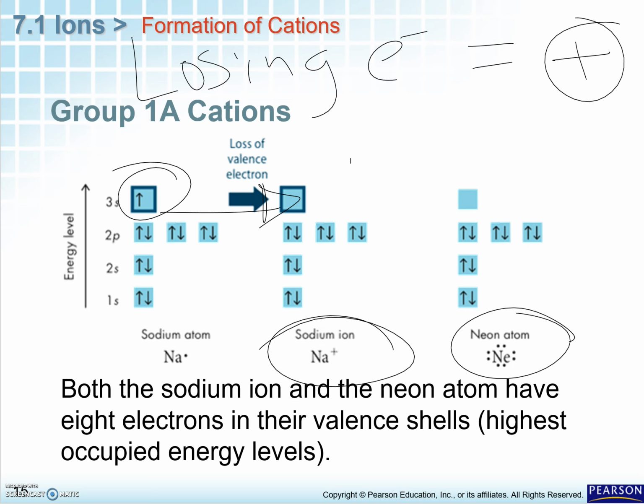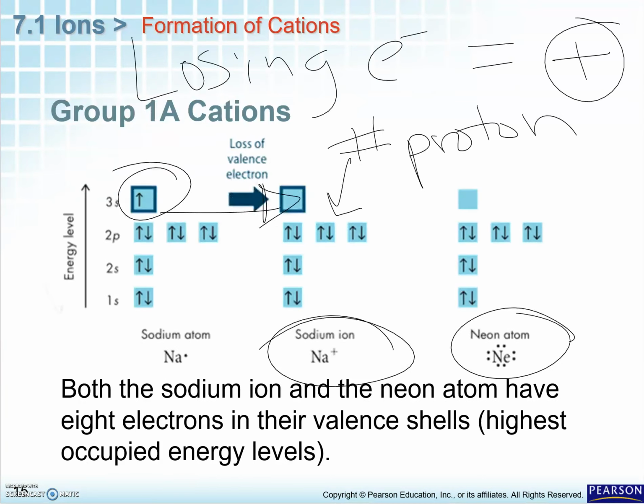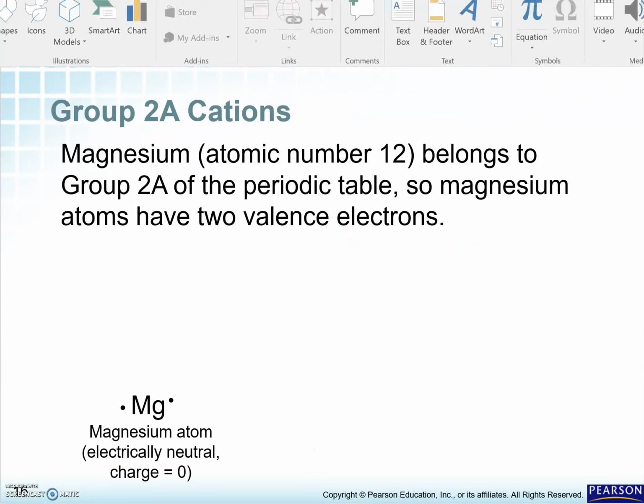However, the number of protons, remember those are the positive particles in the nucleus, has stayed the same. That's what makes our two elements very different. The same can be said about group 2, but remember magnesium has 2 valence electrons, so it's going to have to lose more electrons. So let's look at magnesium's electron configuration.